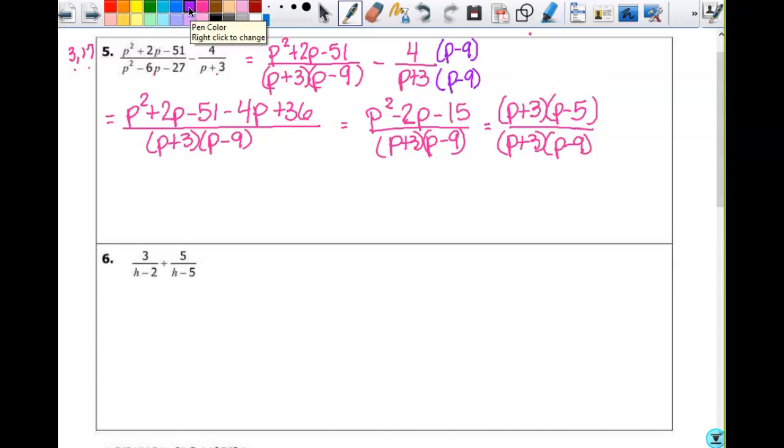So now that I have all that done, I can reduce this, and then I get p minus 5 over p minus 9. Diego, can I cancel the p's out? No. Okay, good.